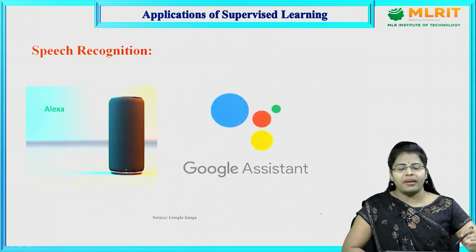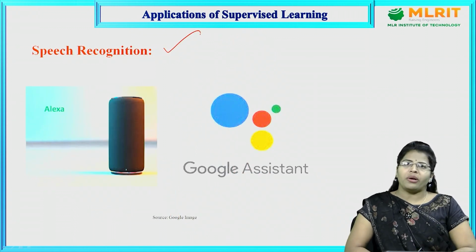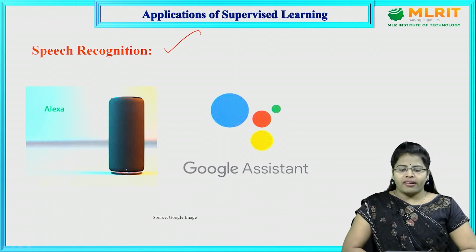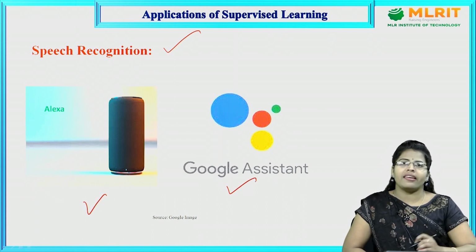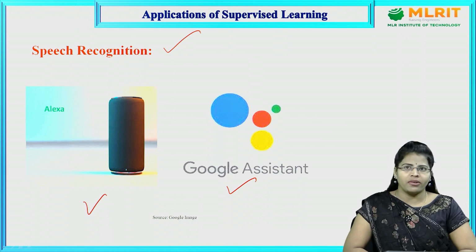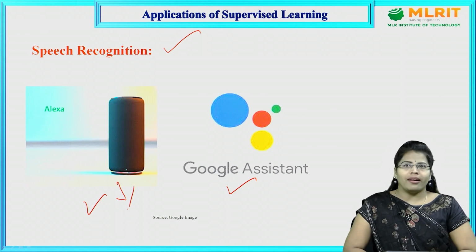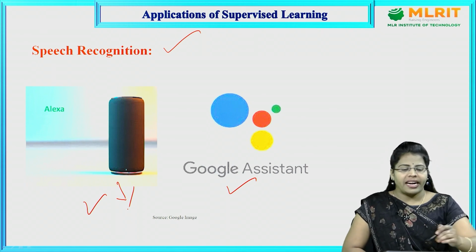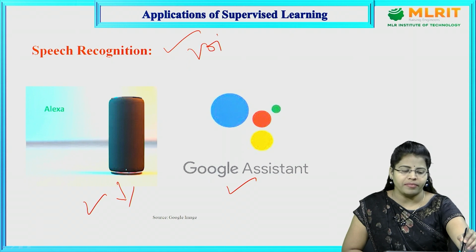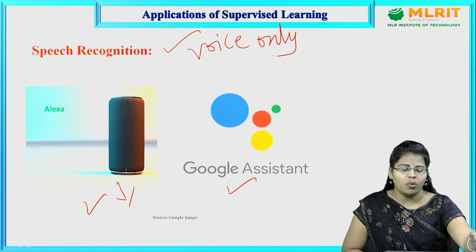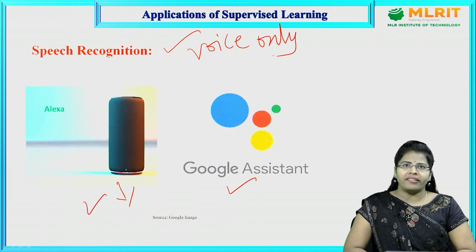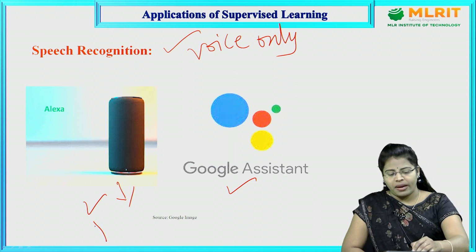Next, another example is speech recognition. It is also one of the applications of supervised learning. Like Alexa, Google Assistant have become an integral part of our families. Whenever you open Alexa and ask it to play a song for you, it is trained on human voice only. These models are trained on human voice. Based on that, it is going to predict the output. For example, you ask for a song, then it is going to play a song for you.